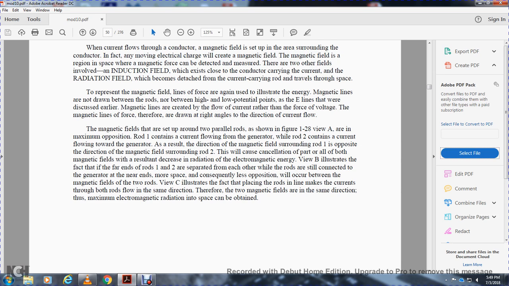This will cause cancellation of part of both magnetic fields, resulting in a decrease of the radiated electromagnetic energy. View B illustrates the fact that the far ends of rods 1 and 2 are separated from each other while the rods are still connected to the generator at the near end. Consequently, less opposition will occur between the magnetic fields of the two rods. View C illustrates the fact that placing the rods in line makes the current through both rods flow in the same direction, so the two magnetic fields are in the same direction. Maximum electromagnetic radiation into space can be obtained.